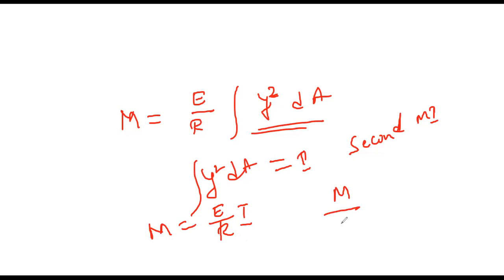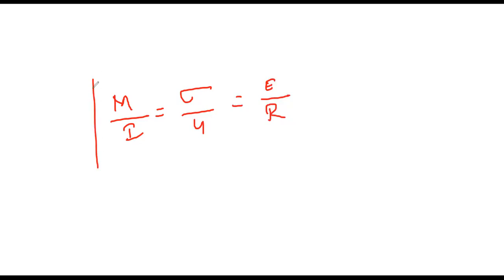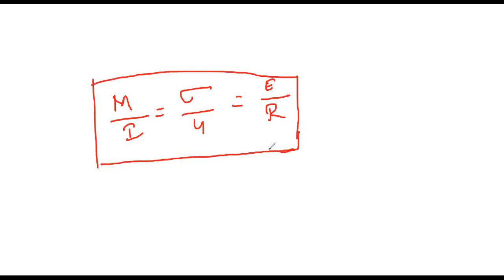So I can write M by I is equal to E by R. This is the second equation. By combining the first and second equations, I get M by I is equal to sigma by y is equal to E by R. So this is the bending equation for beams, or the Euler beam theory equation.